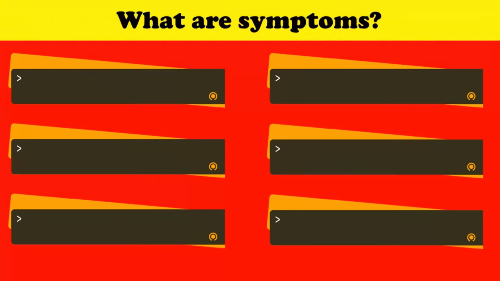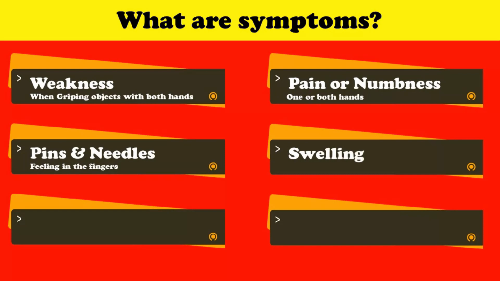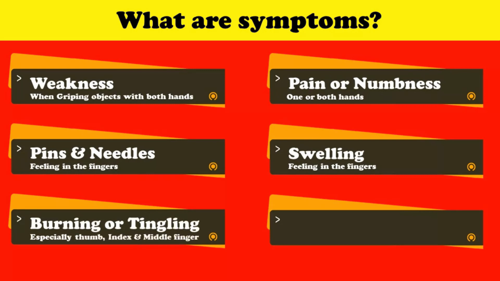What are its symptoms? A feeling of weakness in the hands while holding something, a feeling of pain in one or both hands, a tingling sensation in the fingertips, swelling due to pain in the fingers, thumb, forefinger, and middle finger, burning or tingling sensations, and numbness in the hands while sleeping at night.